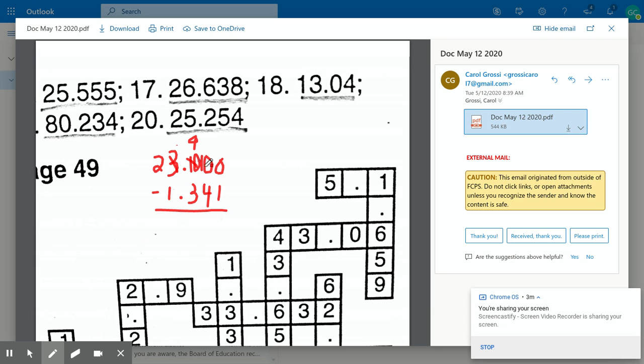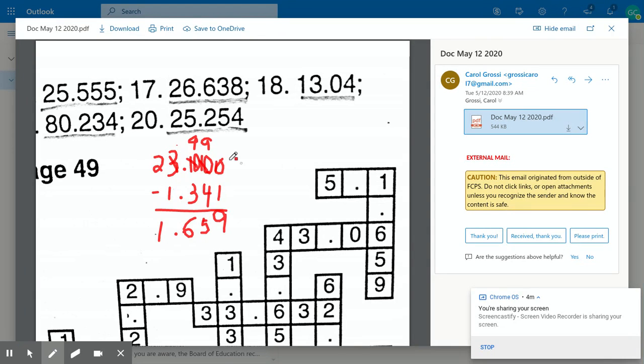You got to regroup again. I'm going to make that 9 hundredths, and there you go with 10 thousandths. So 10 thousandths minus 1 thousandth is 9. 9 minus 4, there's the 5. 9 minus 3, 6. Put your decimal point in, and then 2 minus 1 is 1.